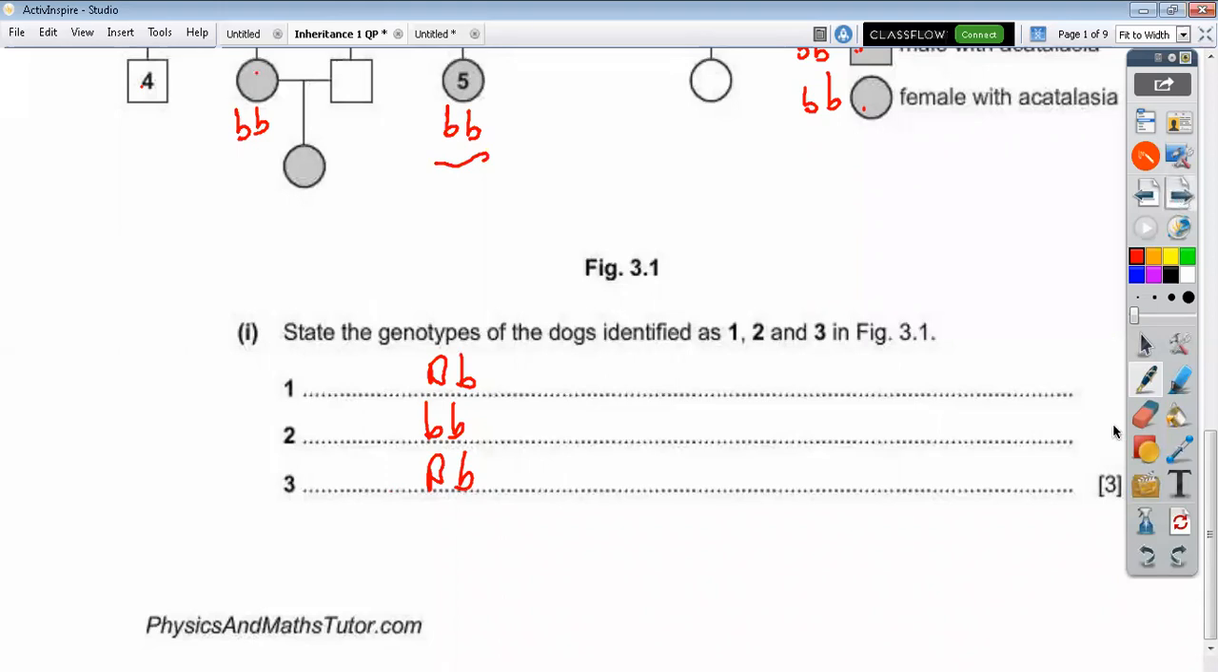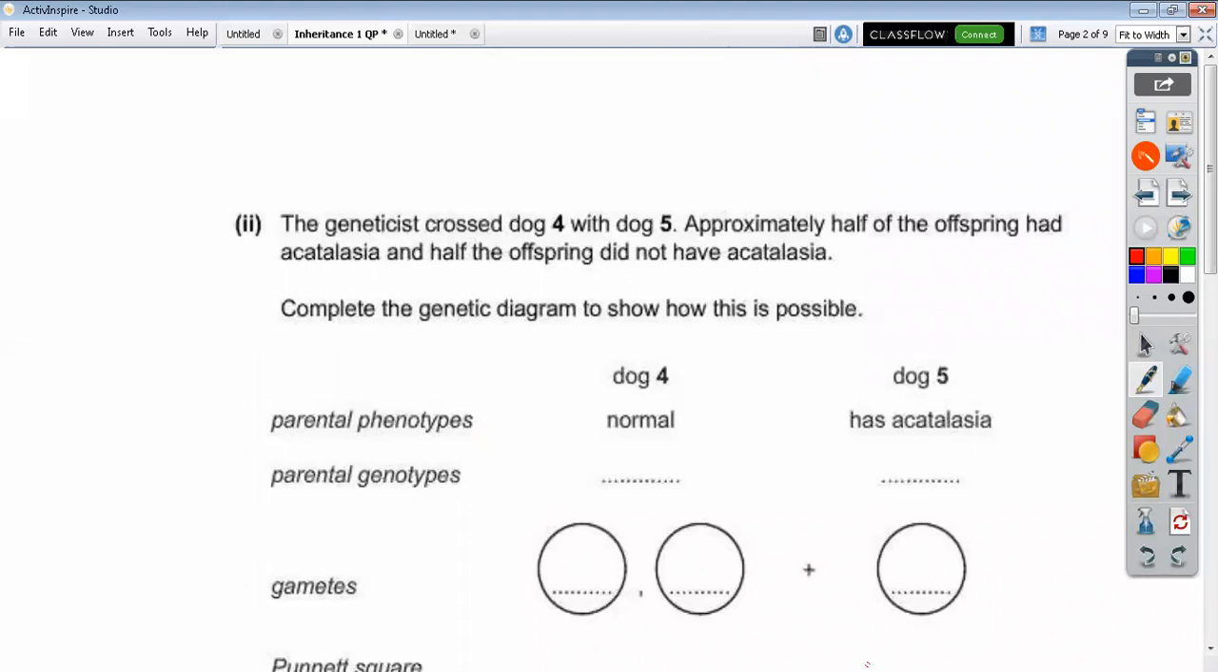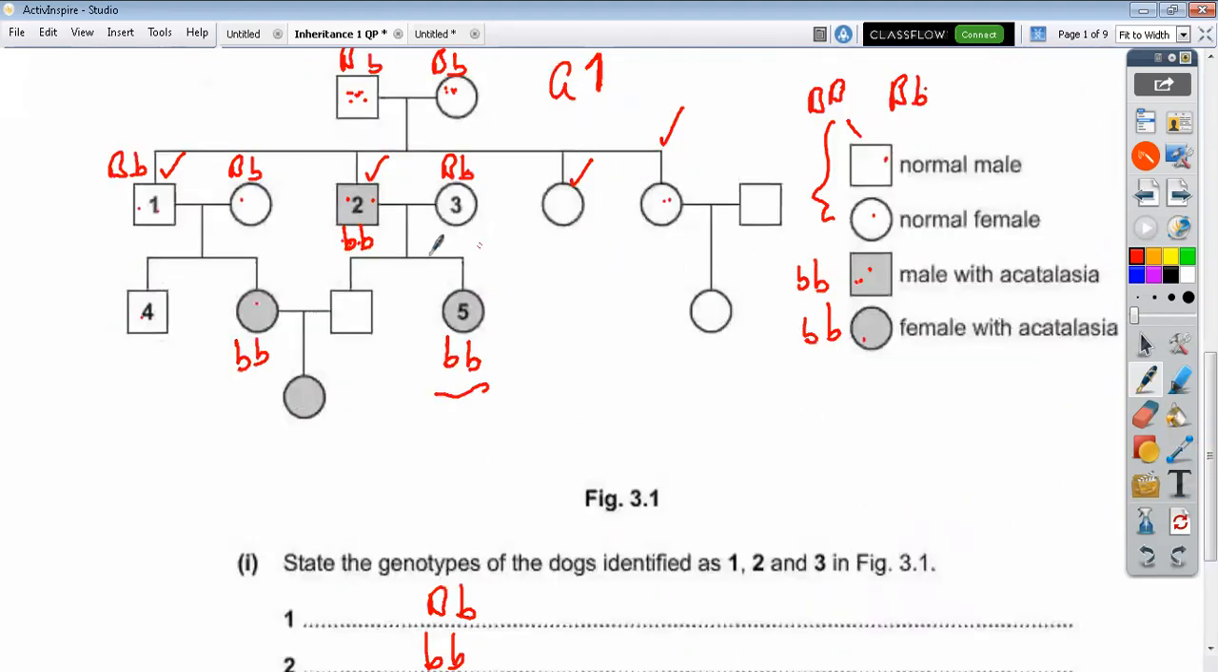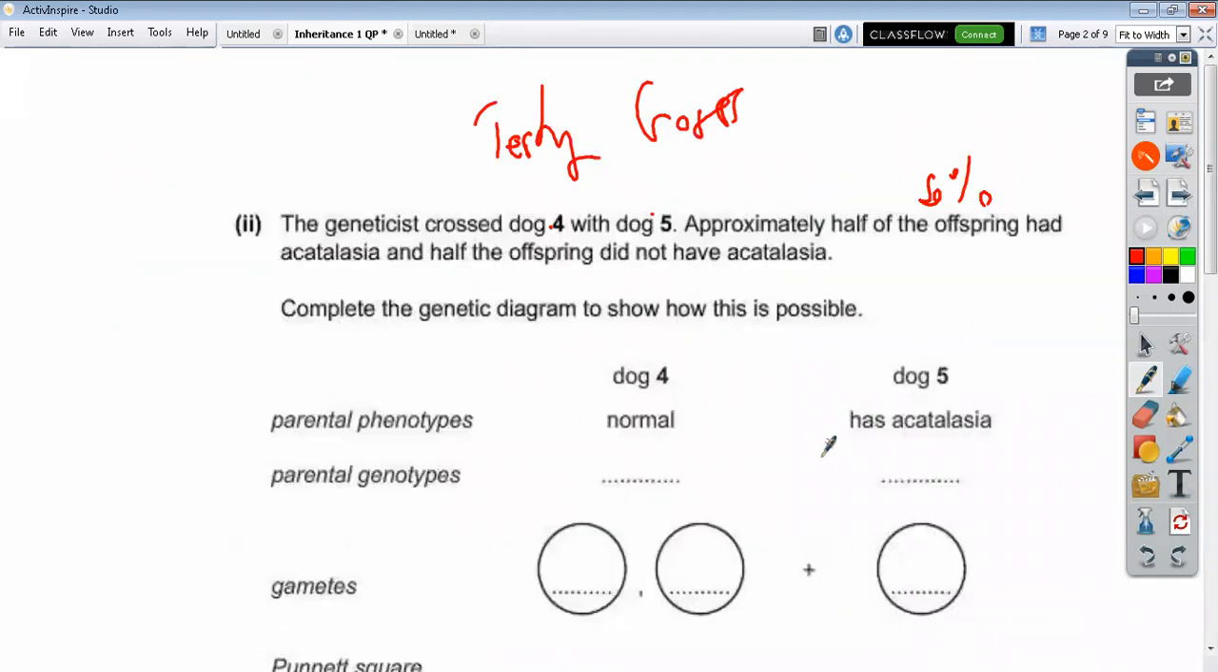Now, the geneticists crossed dog number 4 with dog number 5. Now look at this here. This is now what I said, test crossing, remember? Approximately half, about 50%, had the condition, and 50% didn't have the condition. So you have an idea here. We are crossing 4 with 5. What is 5? 5, I think, is the one with the condition if we go back. So 5 here, we did that, is bb. So we are crossing with the recessive.